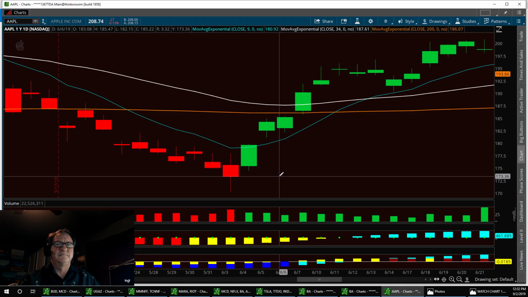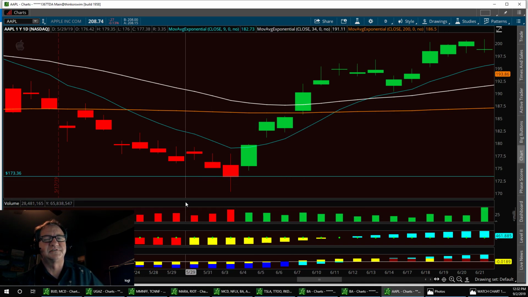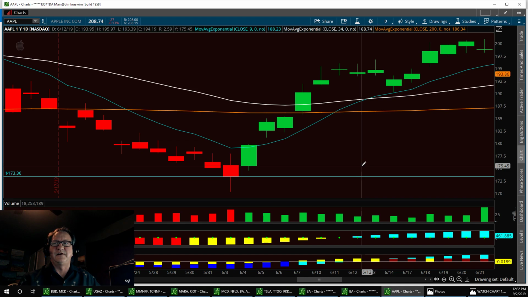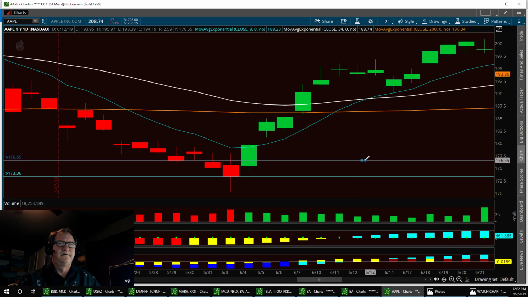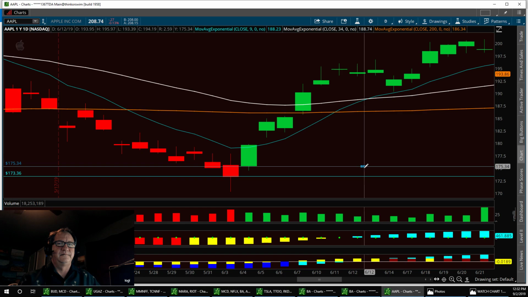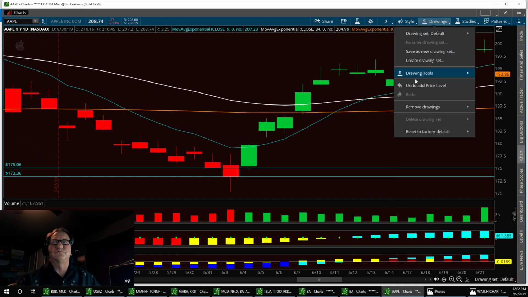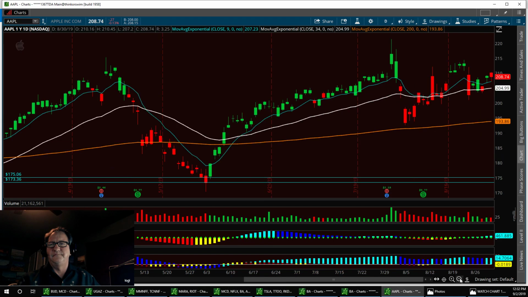There it is. 173.36, somewhere in that vicinity. And while I'm down here, I might put a couple more right in here, right around the 175.45. Actually, could go a little bit lower, right about there. So we're going to pull up that yearly chart now. Go back and make it a little bit bigger.